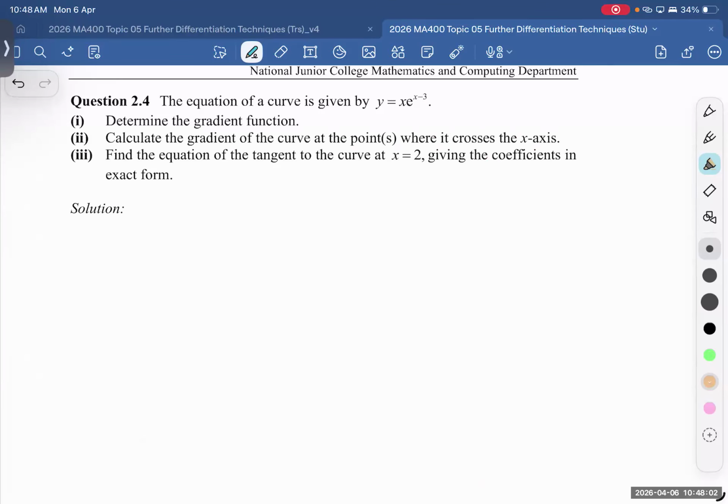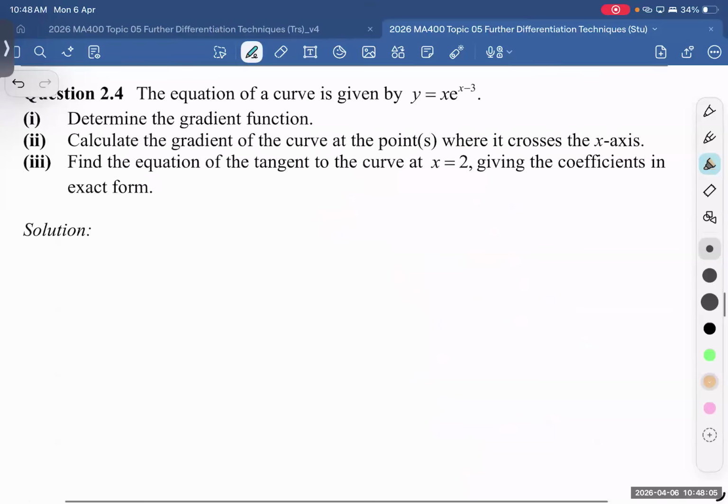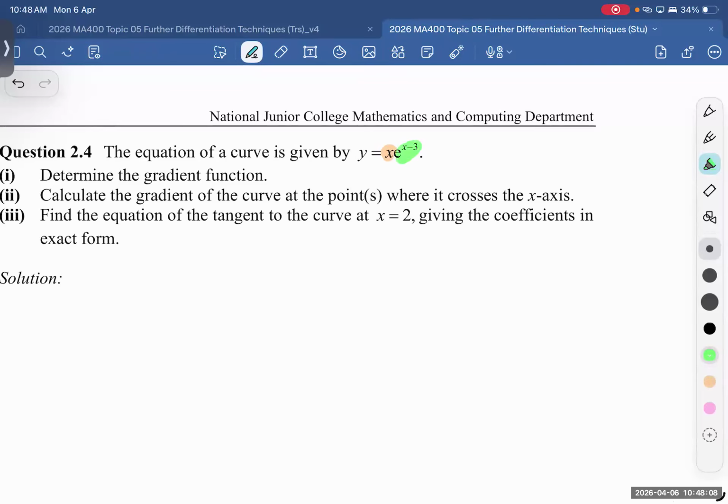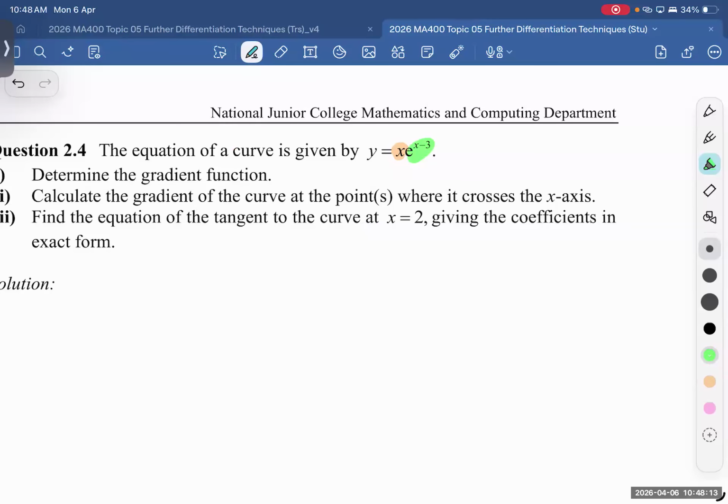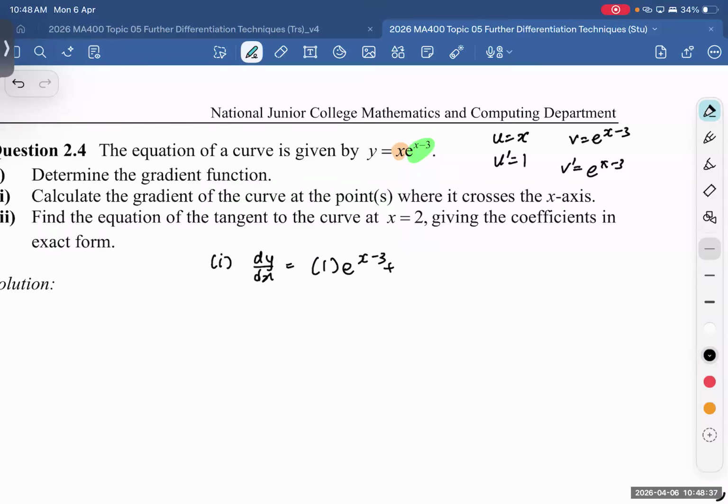2.4, you will see that there is a gradient function there that calls for the use of product rule. There's x and there's e power x minus 3. So differentiation, part 1, what is dy dx? If this is my u, so if u equals x, u prime is 1. If v equals e power x minus 3, v prime is just e power x minus 3. Then u prime multiplied by v plus v prime multiplied by u. This gives me e to the power of x minus 3.